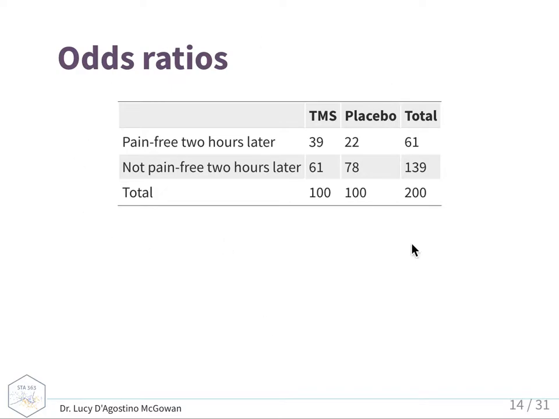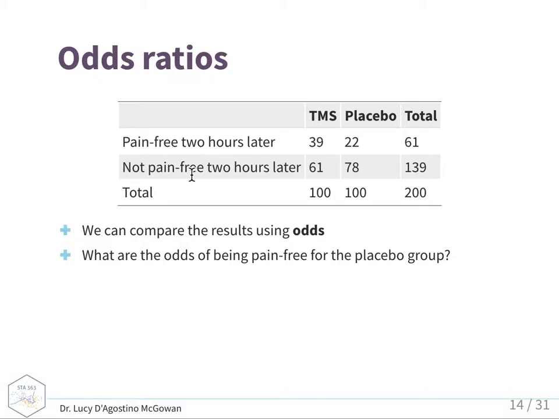Okay, so we can summarize all of the information that I just gave you in a 2x2 table. On the top of this table, I have the X variable, the predictor, TMS, the treatment or placebo. And on the side, I've got the outcome, pain-free 2 hours later or not pain-free. And we can compare these results using odds.